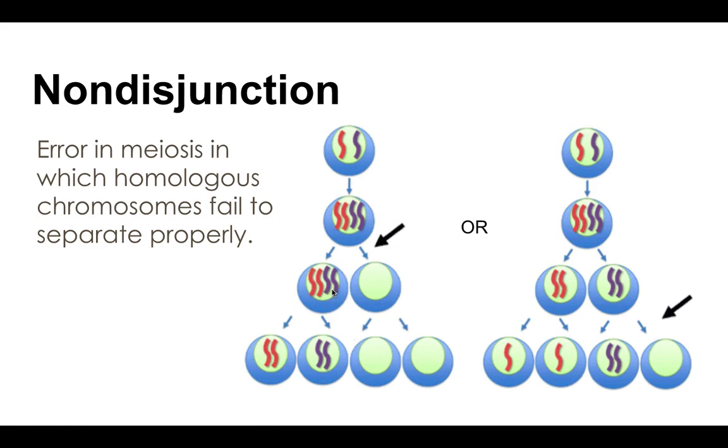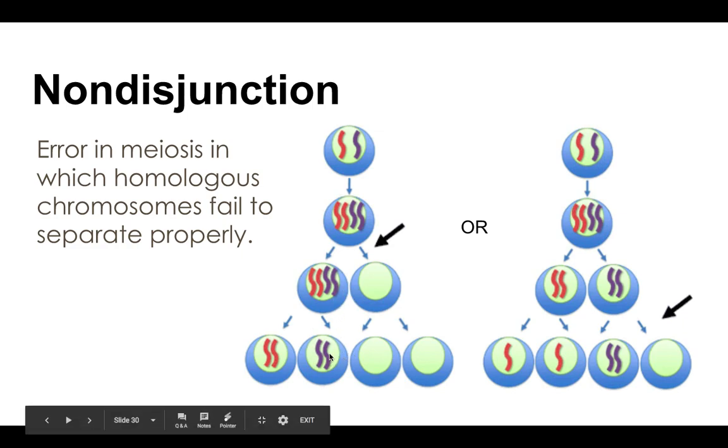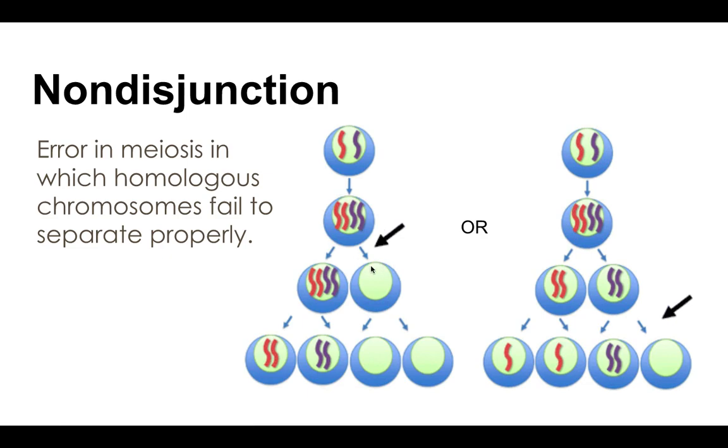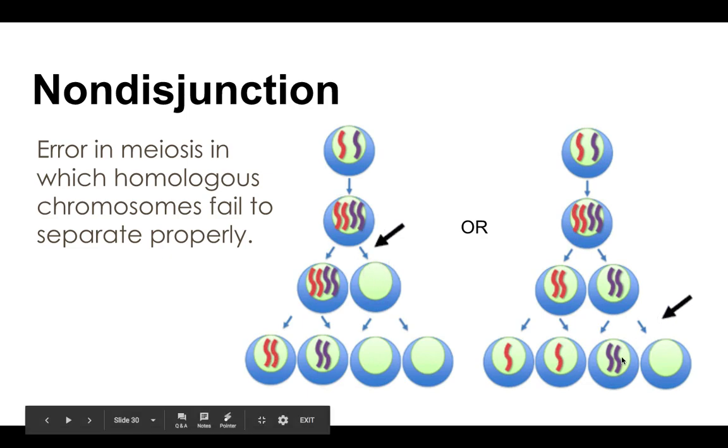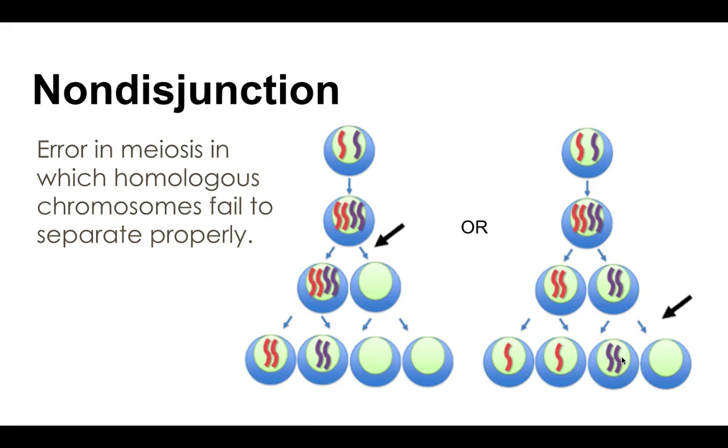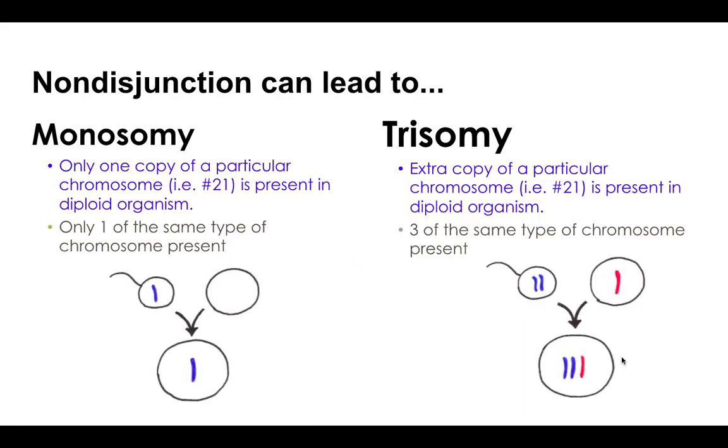But sometimes we notice these 2 purple chromosomes, they were supposed to go to the right, but they accidentally go to the left. And so as a result, you get these cells that might have an extra chromosome or may not even have that chromosome in them at all. So the error could happen in the first division, or it could also happen in the second division as well. All right. So when you have non-disjunction, it could lead to monosomy, or it could lead to trisomy.